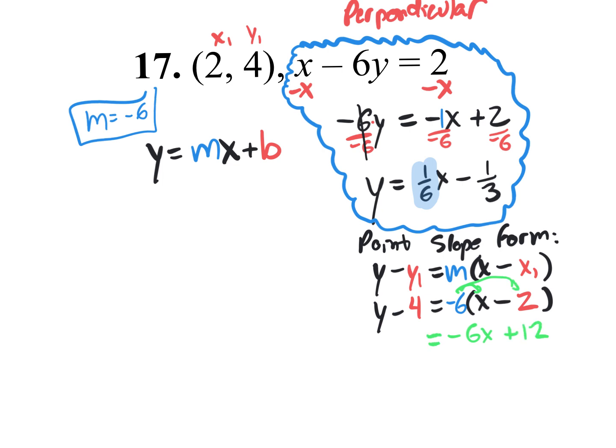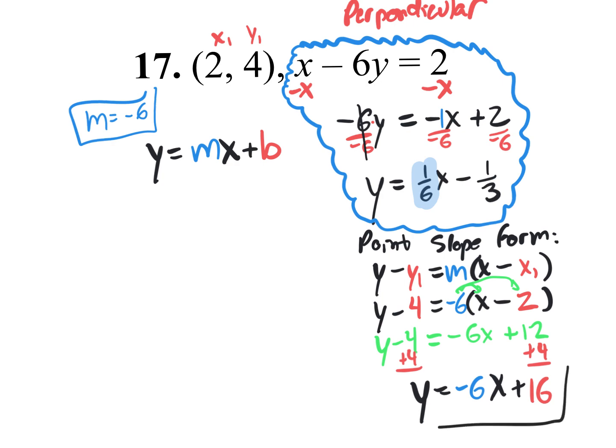What do I have left? An equal sign and a y minus 4 over here. All I need to do to get y equals mx plus b form is to get y by itself now. Because there's no more parentheses, all I've got to do is get rid of that -4 by adding 4 to both sides. So +4 here and +4 over there. We now have y equals mx plus b, 16. So y equals -6x plus 16 is our slope-intercept form equation.